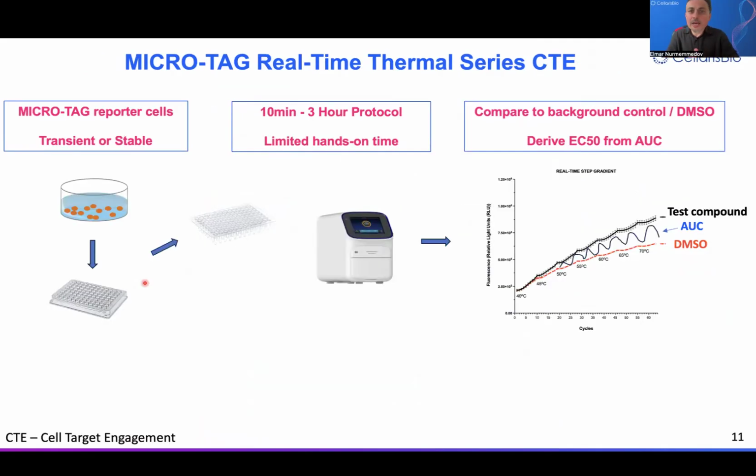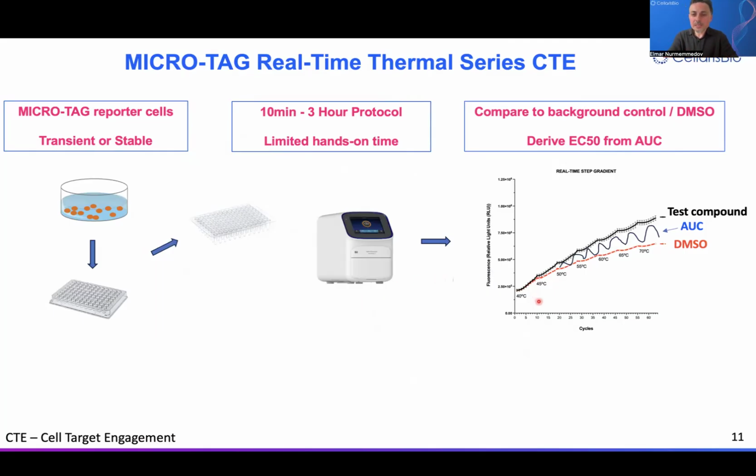How does the MicroTag real-time thermal series work? Now, on the left side, you have already established a MicroTag reporter cell for your specific target. This could be a transient or a stable system. You would put that into 96 or 384 well format. You would then add detection reagents. You would add your ligands in whatever format, in dose dependent, and then you would program the real-time system to go through multiple steps. You can program the system to be as short as 10 minutes or as long as 3 hours if you want more mechanistic and data depth to it.